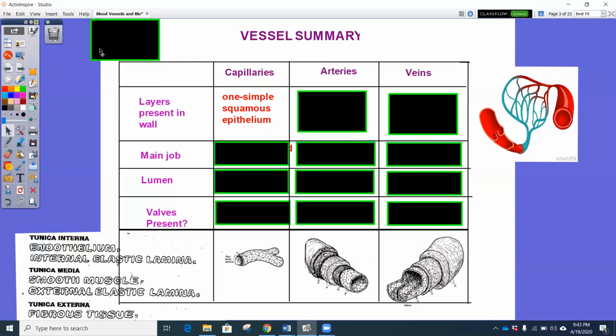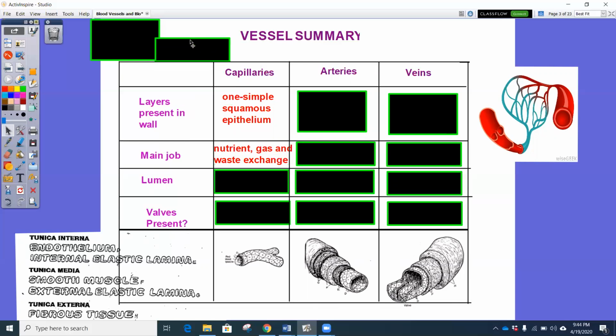In order for that gas exchange to happen, I don't want 50 layers of cells. I want one single layer of simple squamous epithelium. Why? Because your body's going to work smarter, not harder. It would be super hard and expend more energy to get that oxygen across 100 cells than it would just to plop it over one simple squamous epithelial cell. So that structure is leading to the function of that capillary.